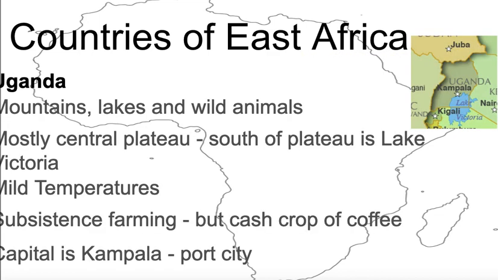The capital is Kampala, and Kampala is a port city. What we mean by port city is that you can get to Lake Victoria very easily, which helps with shipping, and that is what makes it a very important city.